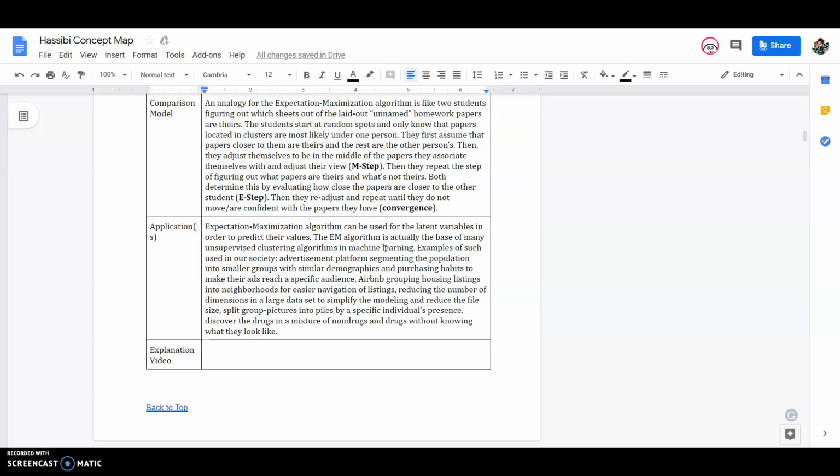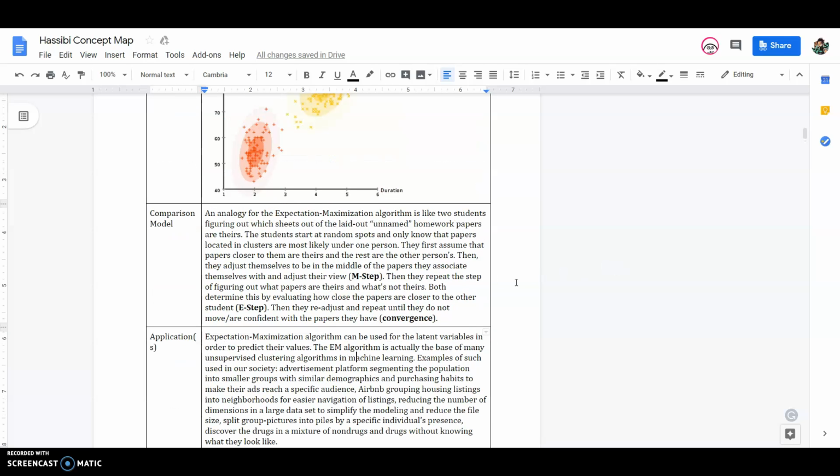Yeah, so you can see that the application for this is that the EM algorithm is basically the base of many unsupervised learning clustering algorithms in machine learning. You can see Gaussian mixture models. It's the very base of these unsupervised clustering algorithms.